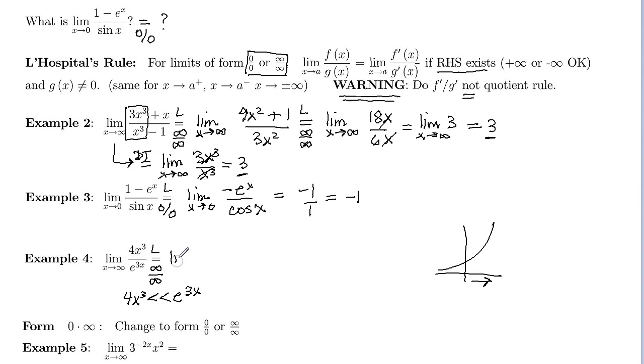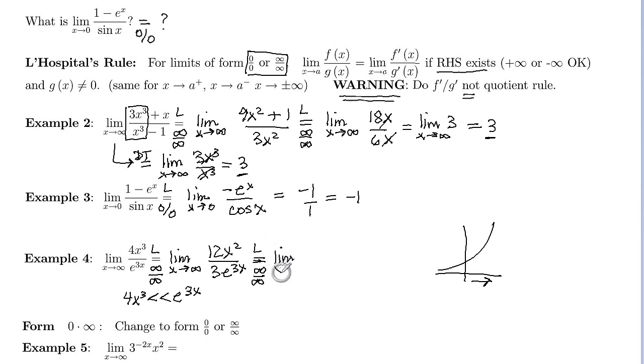So this will be limit x goes to infinity. And the numerator, 3 times 4, 12, 12x squared. And in the denominator, e to the 3x times 3, if we do our derivative. So 3 e to the 3x. Okay, well, and our power went down in the numerator, but this is still form infinity over infinity. So we got to do L'Hopital again.